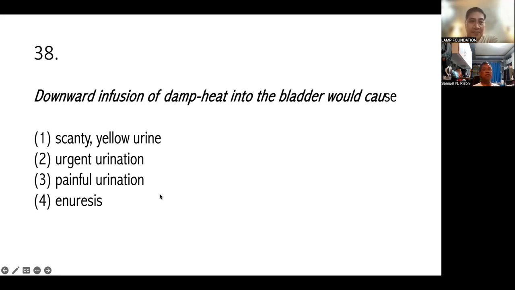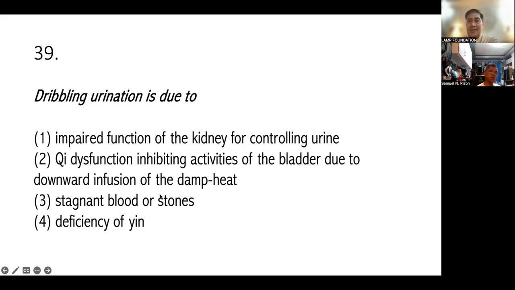Where? In the lower burner, no? Opo. Okay. So pag may damp heat in the urinary bladder, about the pulse, are you familiar with the 3 positions, no? The Cun, Guan, Chi. Sure, yung chi, yung kidney, di ba? Kidney opo. Okay, pag pinulsuhan mo siya, ano yung una mong mapapansin kung may damp heat? Mabilis yung pulse o mabagal? Mabilis. Will it be slippery? Slippery. Okay.